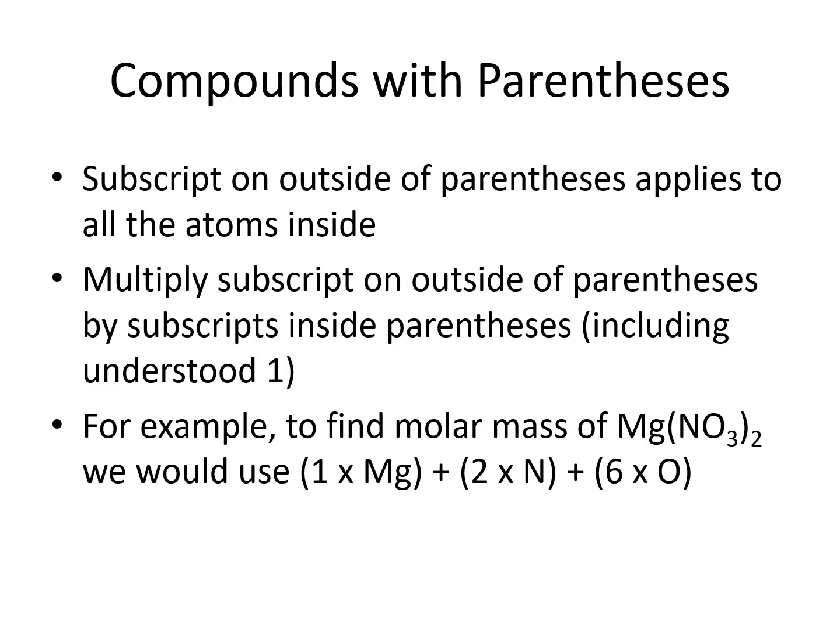So you would have 1 times the mass of magnesium, plus 2 times the mass of nitrogen, plus 6 times the mass of oxygen from the periodic table, and add them up. Notice the magnesium does not get multiplied by 2 because it is not within the parentheses.